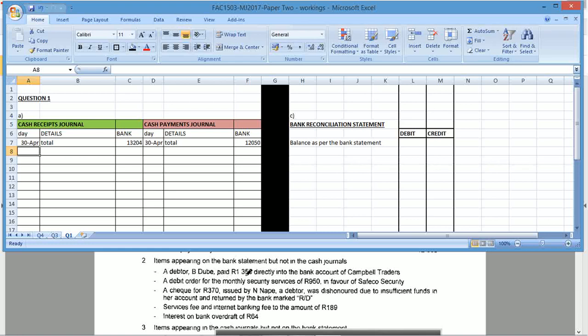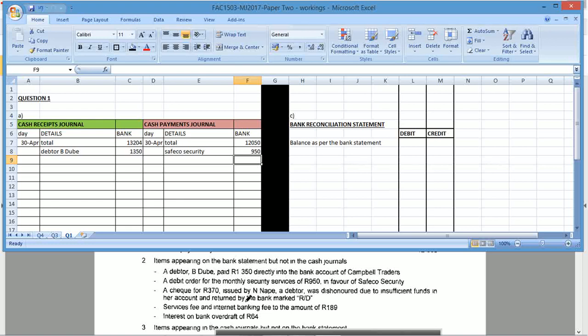A debtor, B Dube, paid that directly into the bank account. Amount 1350. There's the first adjustment. Debit order monthly security services in favor of Safeco. It's a payment, a debit order, 950. I was so confused with this one because they said in favor of Safeco. It's in favor of the business, so you are debiting your account in favor of someone else. You're paying.